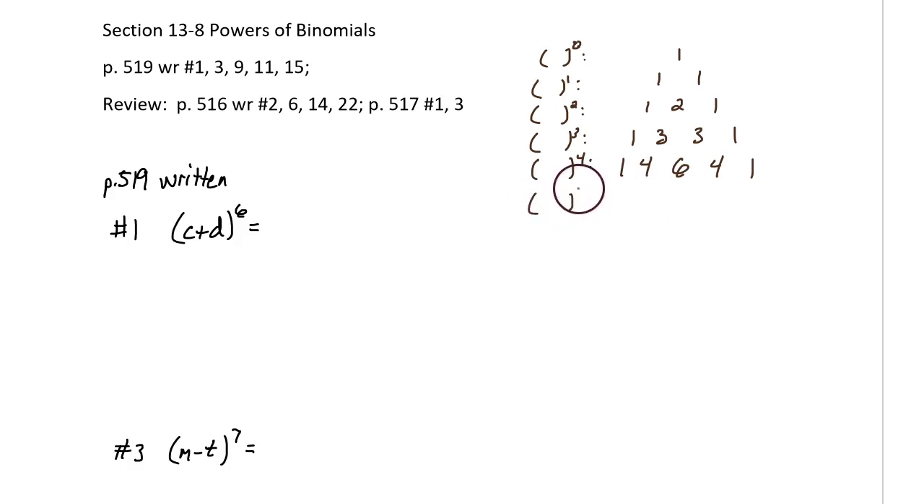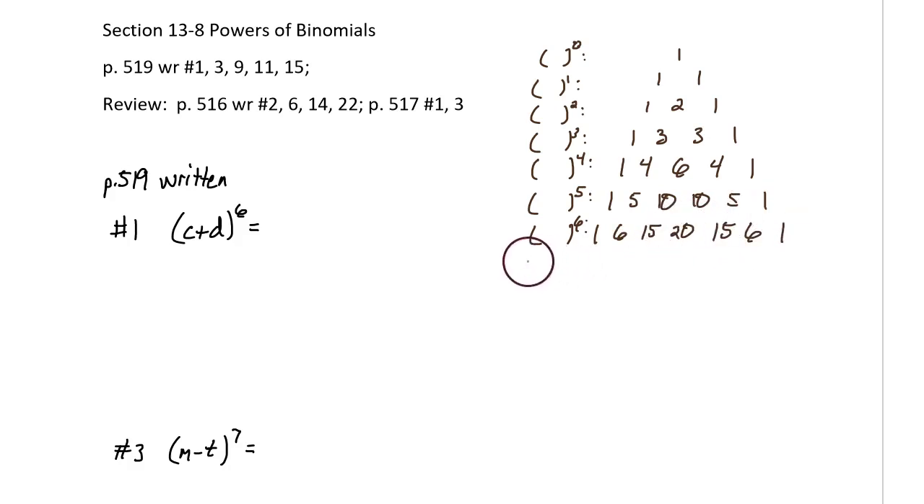When we have a binomial raised to the 5th power, we'll have 1 and 1. 1 plus 4 makes 5. 4 plus 1 makes 5. 4 plus 6 is 10, and 6 plus 4 is 10. And then a binomial raised to the 6th power, we'll have a 1 and a 1, and then 6, 15, 20, 15, and 6. And then a binomial raised to the 7th power, it'll be 1 and 1.